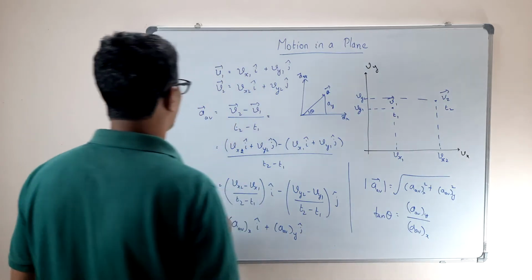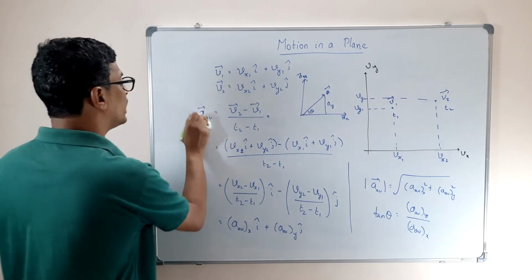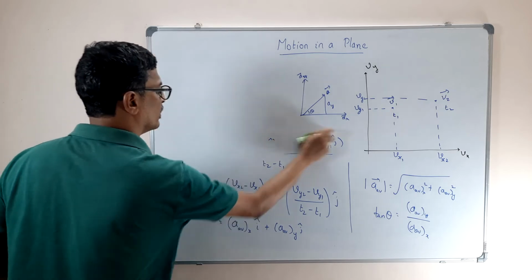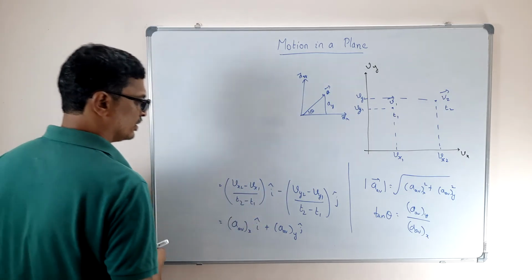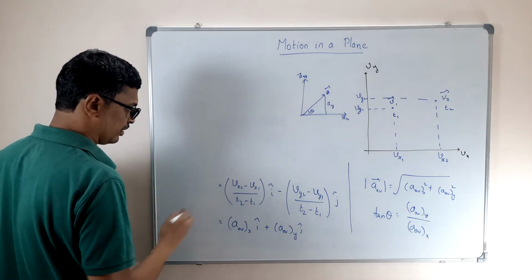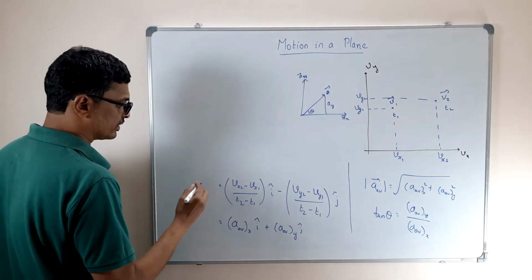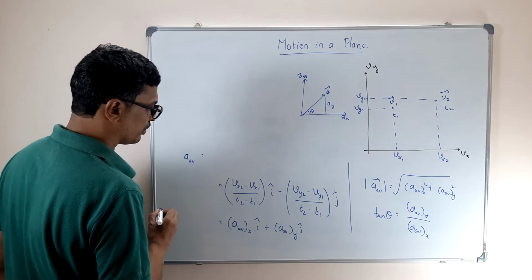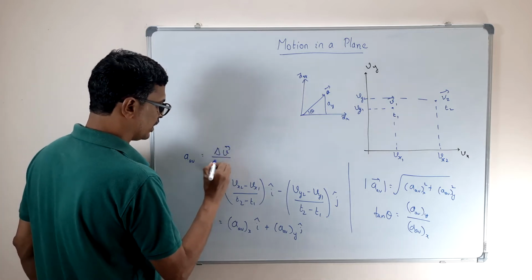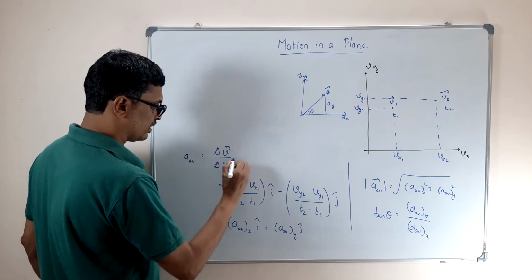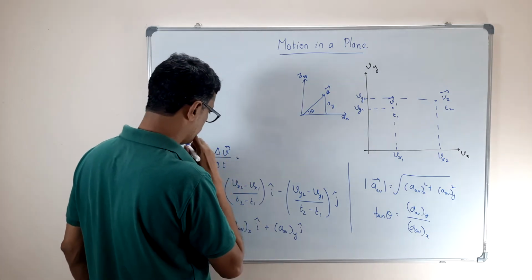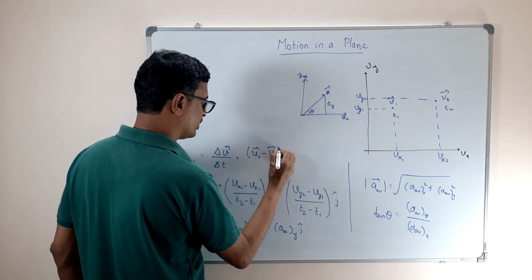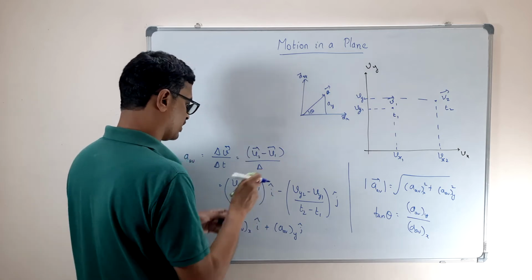In the same way, we can define instantaneous acceleration also. So what will be instantaneous acceleration? It's one and the same, the same way we can do it. If you remember, what we wrote is A average, that is equal to delta V vector by delta T. And this we wrote as V2 vector minus V1 vector divided by T2 minus T1. Correct?